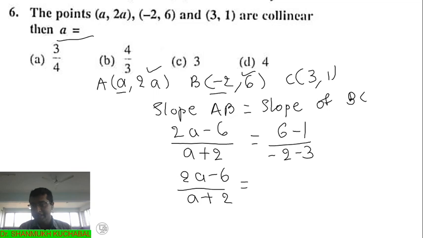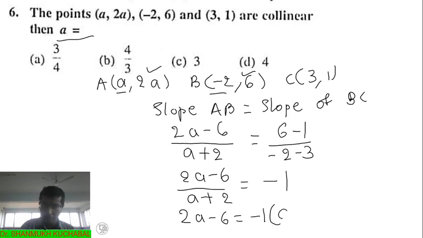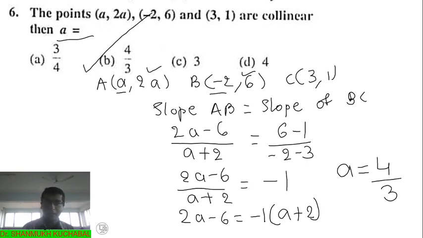RHS, it is 6 minus 1, 5. Denominator 2 minus 3, 5. 5 by minus 5 is minus 1. Okay. Transpose this to the RHS. 2a minus 6 equal to minus 1 into a plus 2. So if we simplify this, we get a value as 4 divided by 3. Therefore, option B, 4 by 3. Yes, it is the right answer.